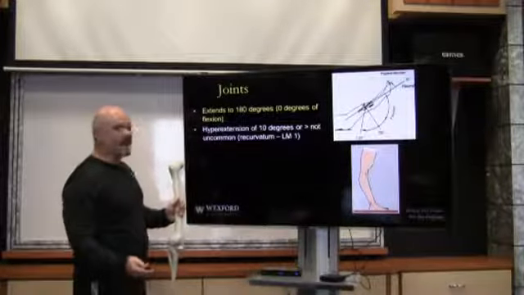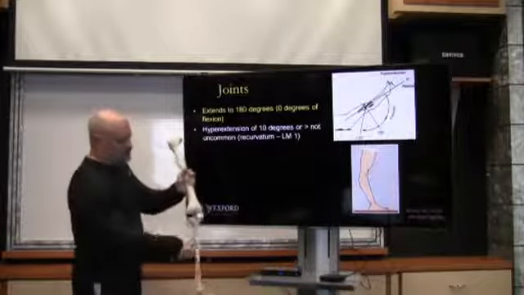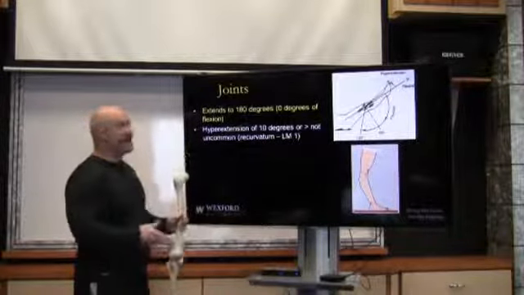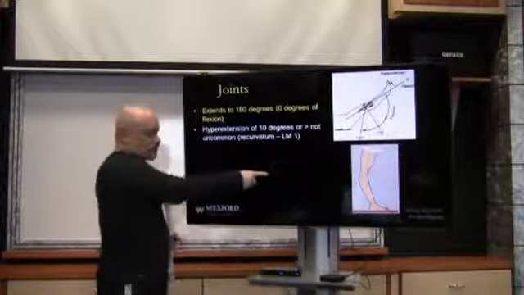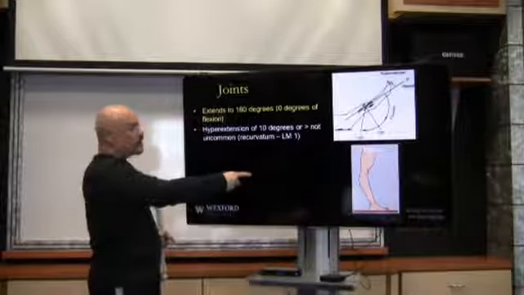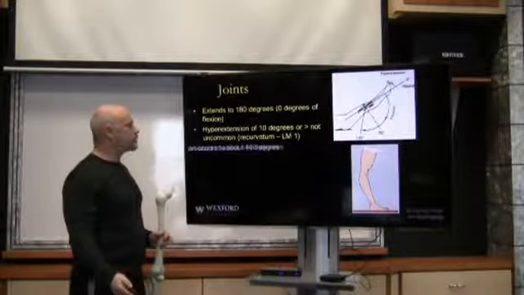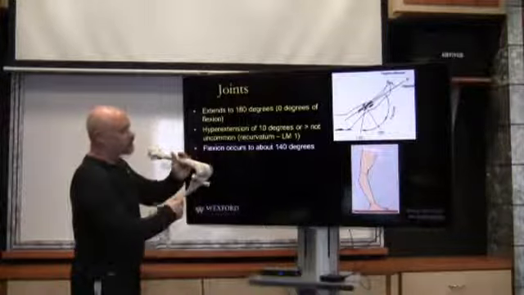Now we can have some degree of hyperextension. In other words, if that's full extension, it'll actually move 10 degrees this way. 10 degrees or greater, it's not uncommon. If you go back to learning module 1, recurvatum, remember if we look at the lower picture there, we see what they call hyperextension. That can be fairly common. Now flexion occurs to about 140 degrees.